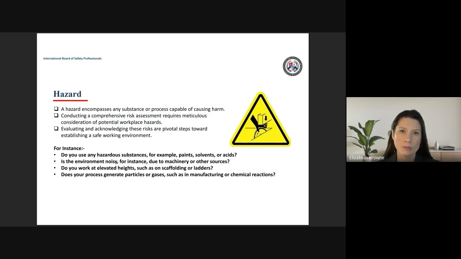So are there chemicals involved, such as paints, solvents, acids? Is the environment noisy? Would we need to conduct a noise assessment to ensure that the noise levels are within the appropriate levels according to OSHA? Or do we need to provide hearing protection? This allows us to understand on a whole level, what are the hazards that an employee is at risk to be exposed to in the workplace?